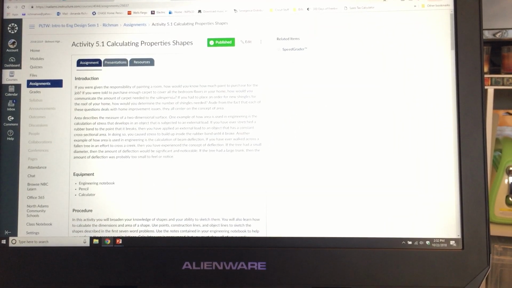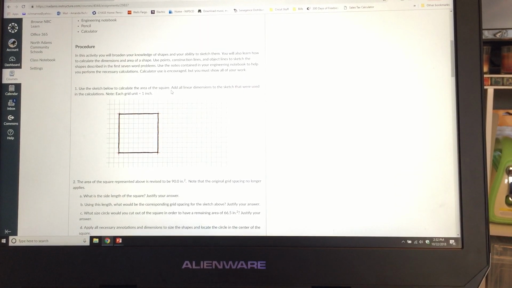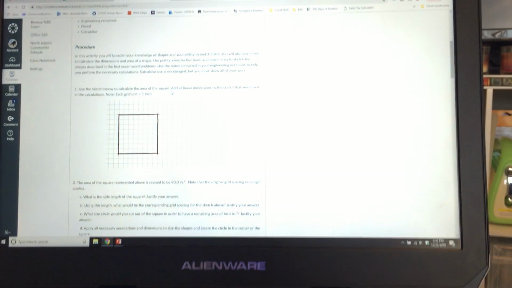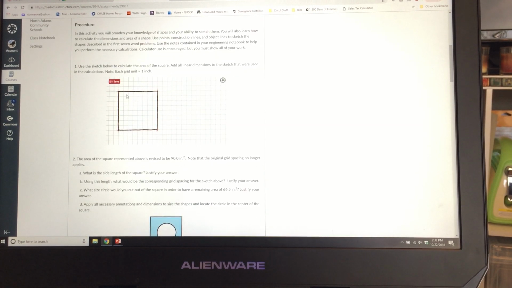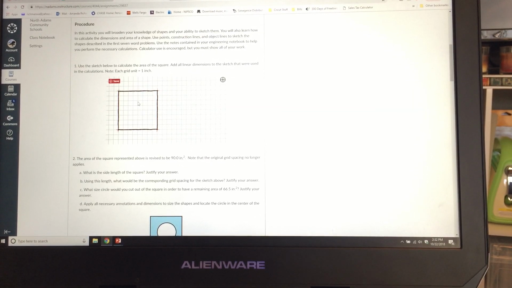Back to 5.1. Here's the assignment. I recommend doing that in your notebook. Okay, you got your coordinate grid paper. Using the sketch below, calculate the area of the square, and then pay close attention to the scales. For example, here it tells you that each grid unit equals 1 square. Question 2 is saying, if this square was 90 square inches, what would the grid spacing now be? You would work backwards. Given your area and knowing it's a square, you can determine the new side lengths.